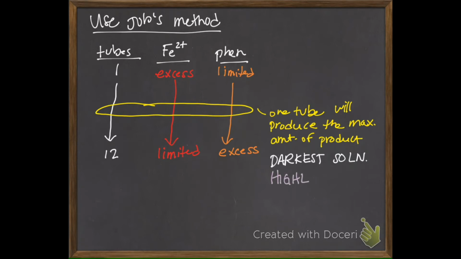And if it has the darkest color, it's going to have the highest absorbance value, right? We're going to record the absorbance of our solution, and the one that's the darkest will have the highest absorbance value. So what we're going to do is take the absorbance values and the concentration, not in molarity, in mole fraction, to make what's called a Job's plot.